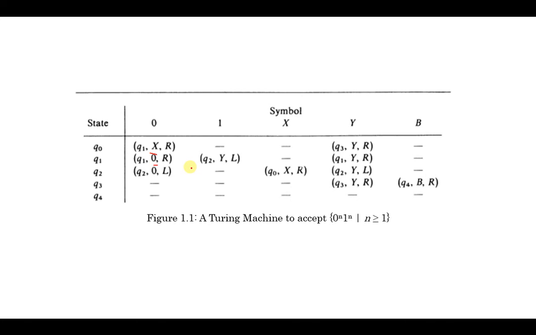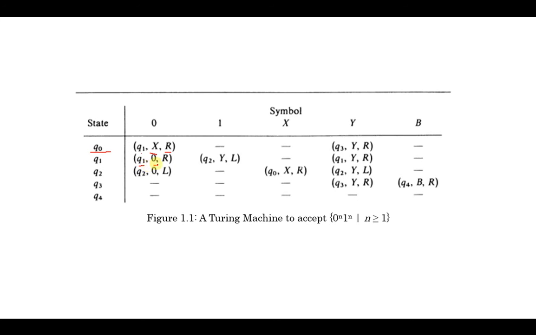State 0 is the initial state, and M also enters state 0 every time it returns to the leftmost remaining 0. If M is in the state Q0 and scanning a 0, it changes the 0 to an X and moves right to Q1. M keeps moving right over the 0's and Y's that it finds on the tape, remaining in state Q1.